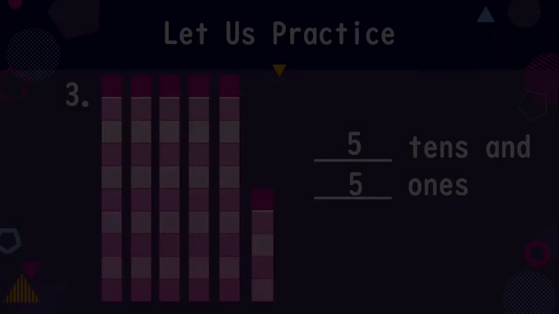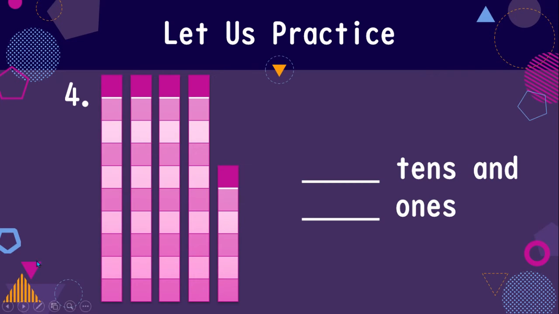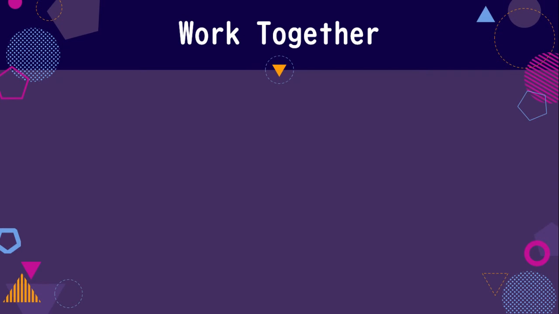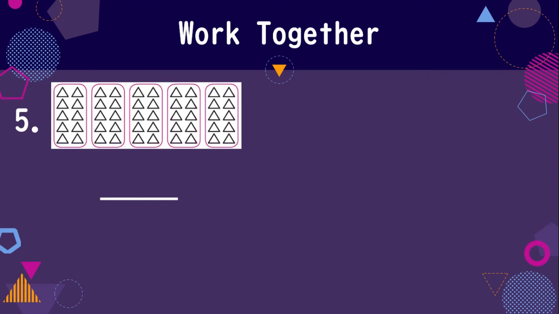Now for number 4, how many 10's? Let us count. 1, 2, 3, 4. There are 4 10's. And how many 1's? Very good. There are 6 1's. Okay, next. Let's proceed to page 30 of your book. Write the number of objects on the line. So for number 5, how many triangles do we have?